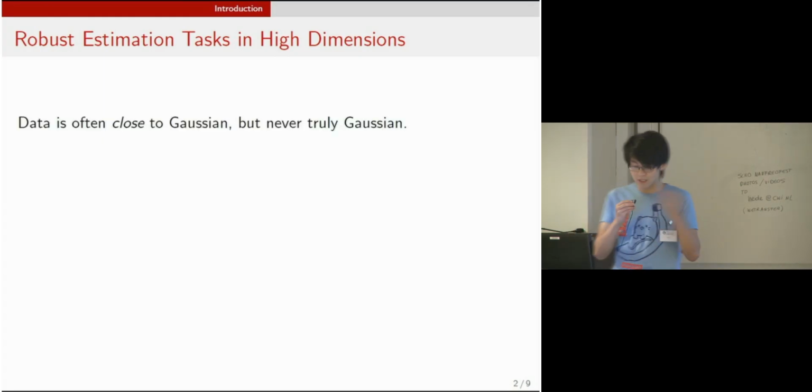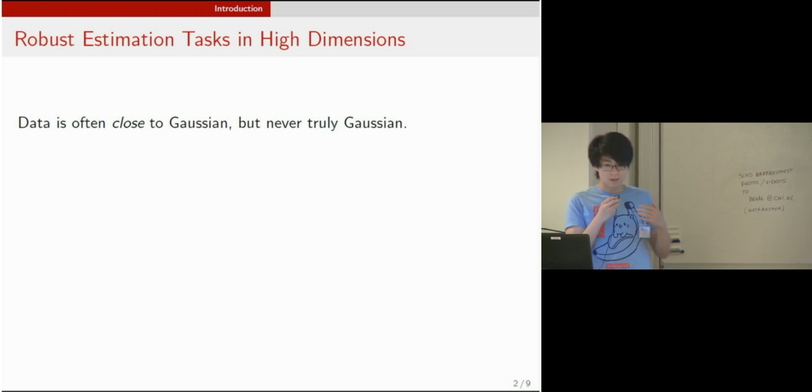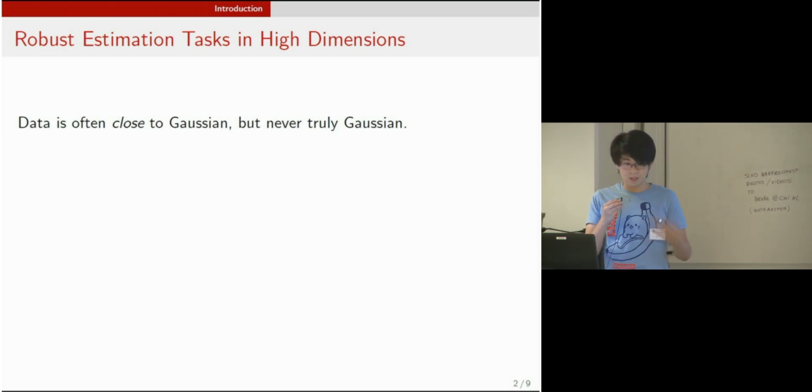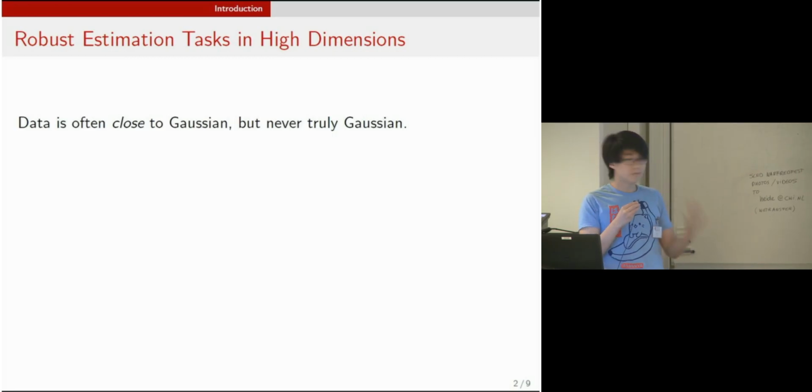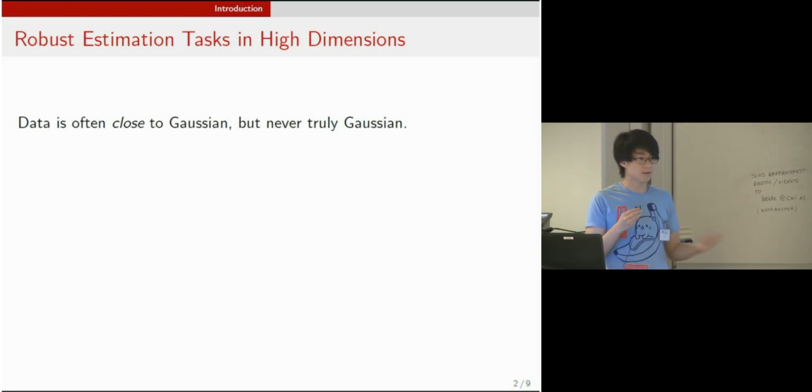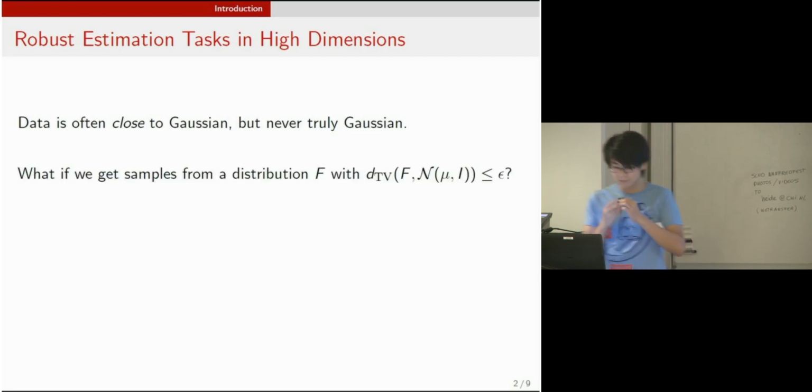And this is a phenomenon known as model misspecification, which is the very natural observation that we model a lot of things by basic things like Gaussians or whatever, but data is never truly Gaussian. It's often well modeled by one, but it's never truly Gaussian. So as a simple example, suppose we're modeling some phenomenon by Gaussians with some unknown mean and covariance identity.